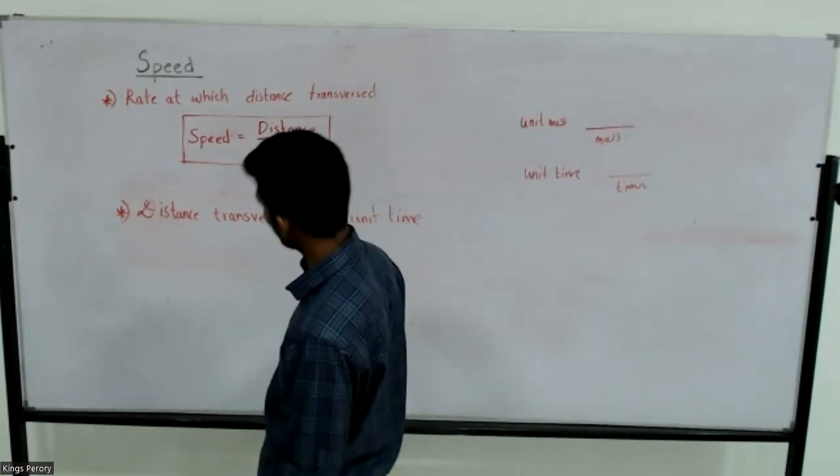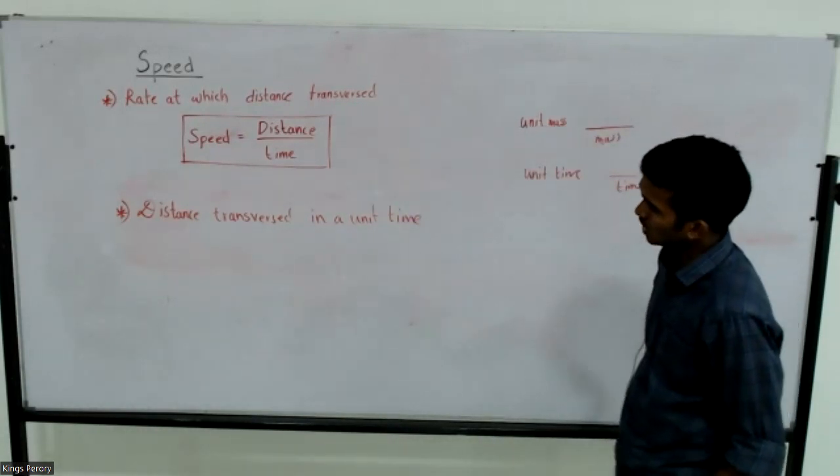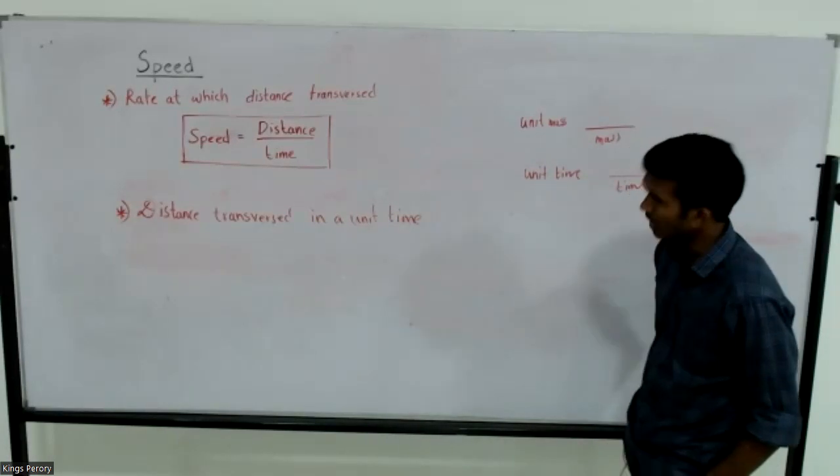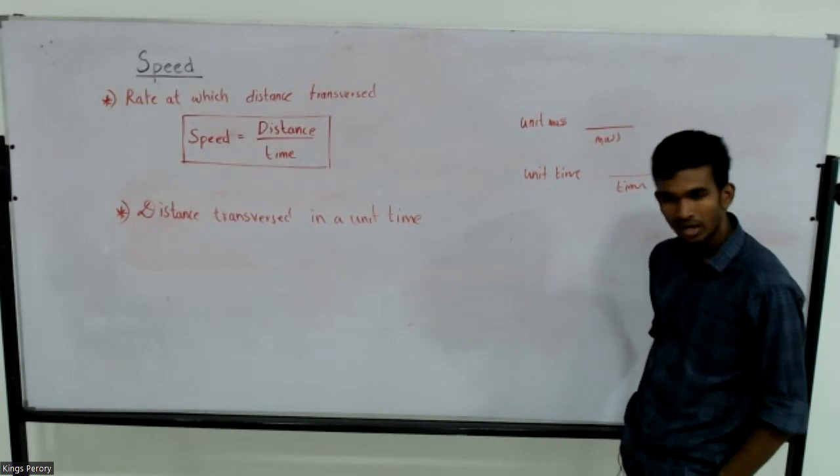Then tell me, what is speed? Rate at which distance transfers. What is the equation for speed? Distance divided by time. What is the other definition for speed? Distance transfers in a unit time.